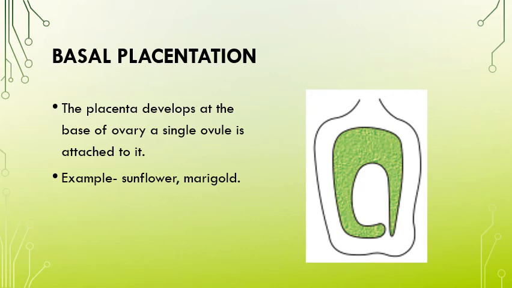It is marginal, example is pea. Then we have axial, the example is tomato. Then we have basal, the example is sunflower, then parietal, and the last one we have is the free central, as in cucurbita. So they are very important.